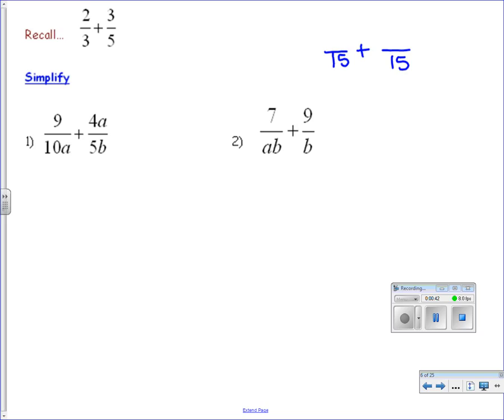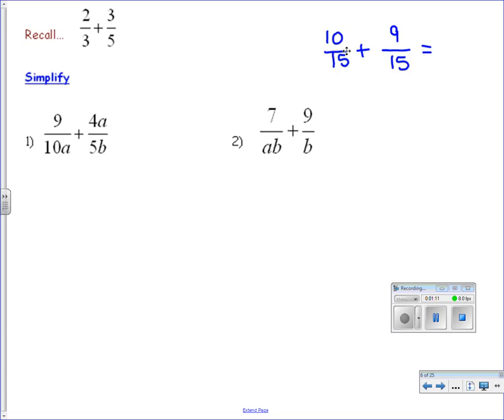Then to get the numerator, remember we would think, okay, 3 times what makes 15? Which would be 5. Then there's a 2 up there, so I have to multiply that 2 by 5, and so this would be 10. And then for the second fraction, 5 times what makes 15, which is 3. And then I have to do 3 times 3 because there's a 3 already in the numerator. So that would be 9.